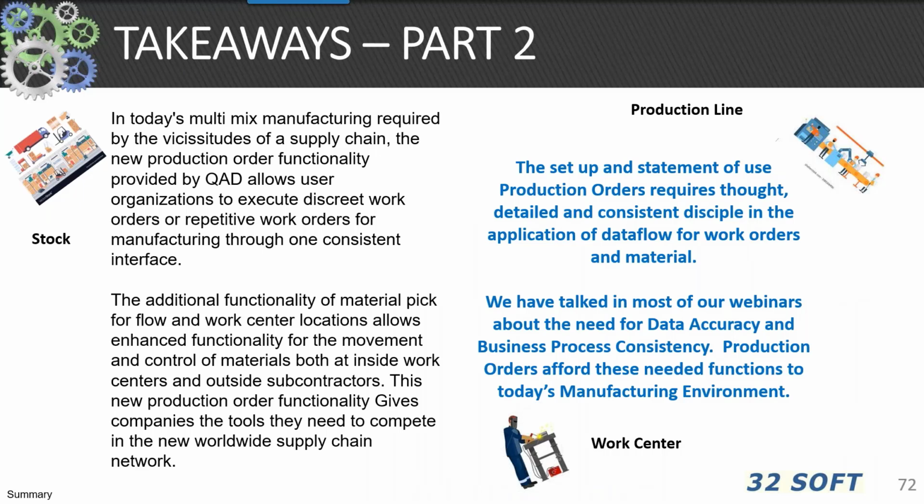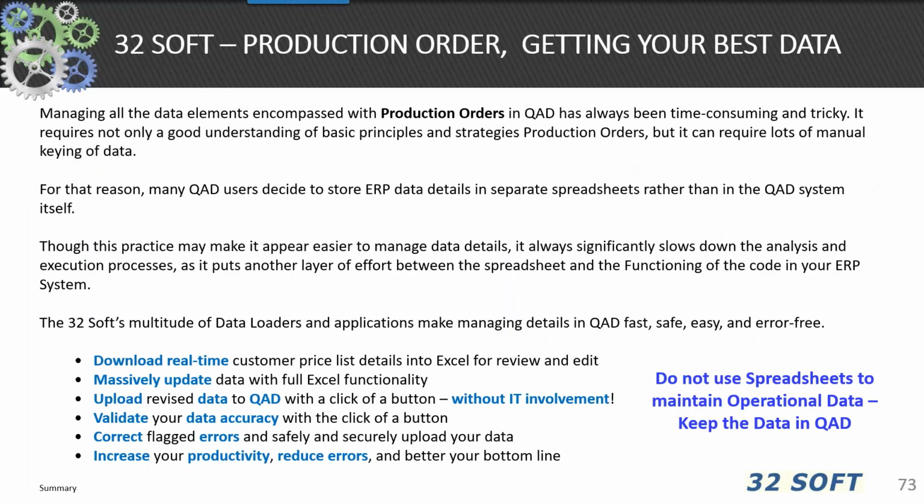Today's manufacturing and mix environment requires a global supply chain. The new production order functionality provided by QAD allows users and organizations to execute discrete work orders, repetitive orders, and MPS orders for manufacturing through one consistent interface. Additionally, new functionality affords new tools for controlling material from pick through flow and the work center locations, both inside and outside work centers. It's going to take a while to gather and track all the data pieces that you might need for production orders.